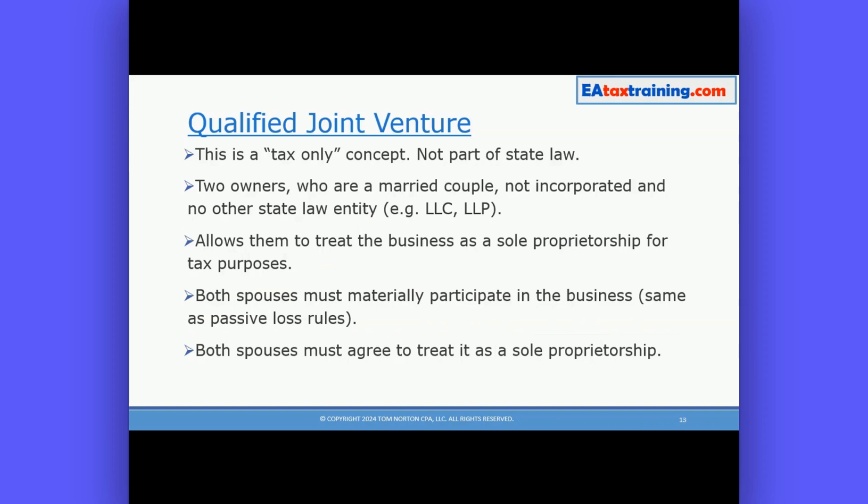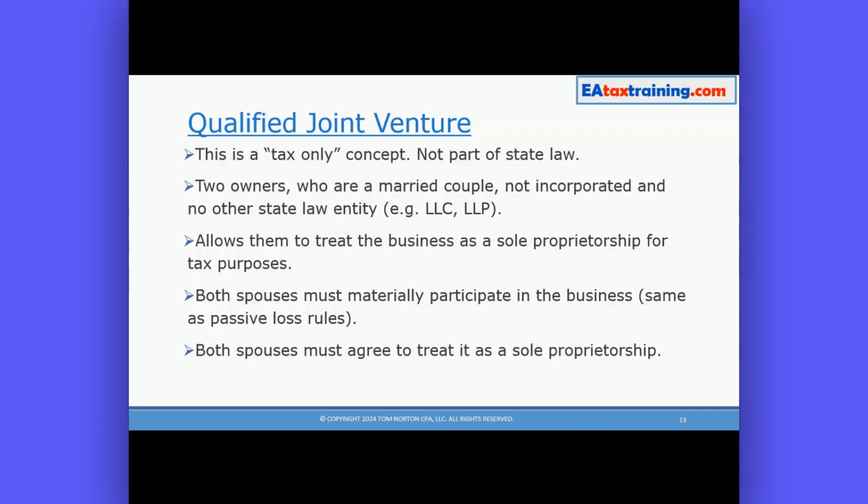This allows them to treat the business as a sole proprietorship for tax purposes. So they don't have to treat it as a partnership and file a Form 1065. They can treat it as a sole proprietorship.